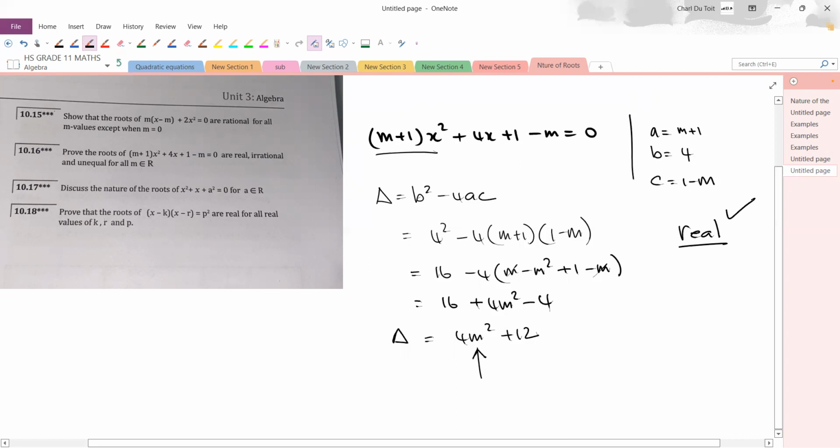Irrational and unequal. Okay, let's do unequal first. Unequal means that I won't get a 0 value. It doesn't matter what I put in m's value. The lowest value I can get is 0. So if m is 0, then 0 squared is 0 times 4 is 0 plus 12, and that will never be equal to 0. So it will be unequal. It can never be equal to 0. I can never get a 0 value there. So unequal is correct. And then irrational means I don't have a root. I can't do the root of that. So that is irrational. So they allow you to leave it like that. You don't have to explain.